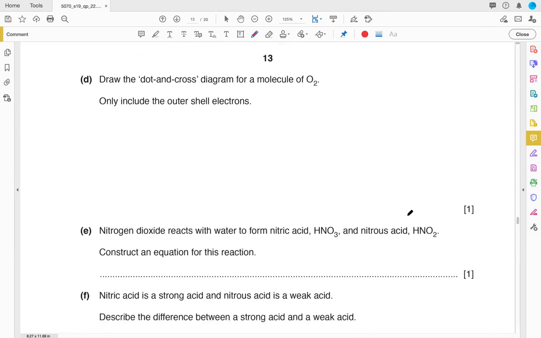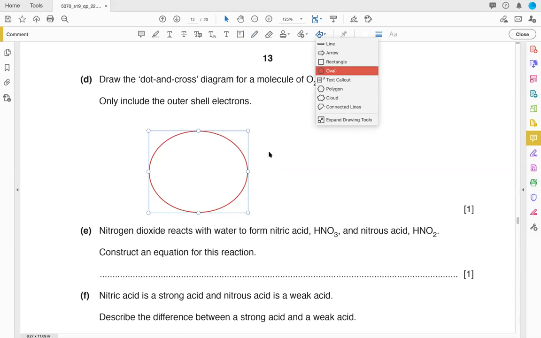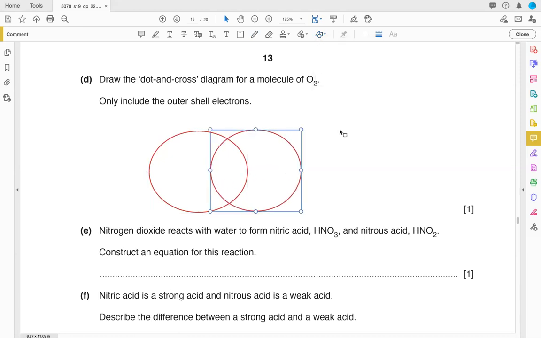Draw a dot and cross diagram for a molecule of oxygen. Pretty simple. All you have to do is put an oxygen here, and another oxygen here somewhere. Then just drop O here, O here. They are sharing 2 electrons, so 2 electrons each. This has 4 left over. This also has 2 left over here and 2 left over here, and that is the outer shell.